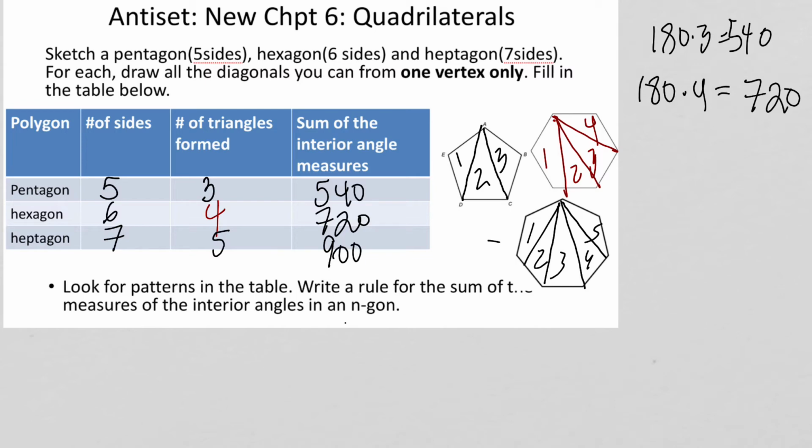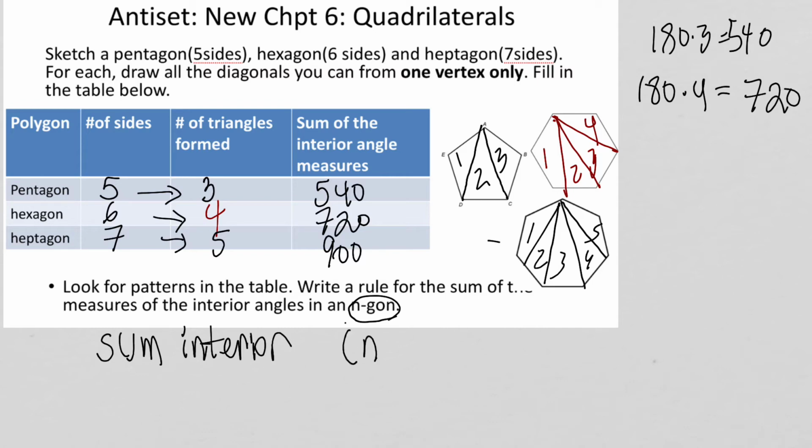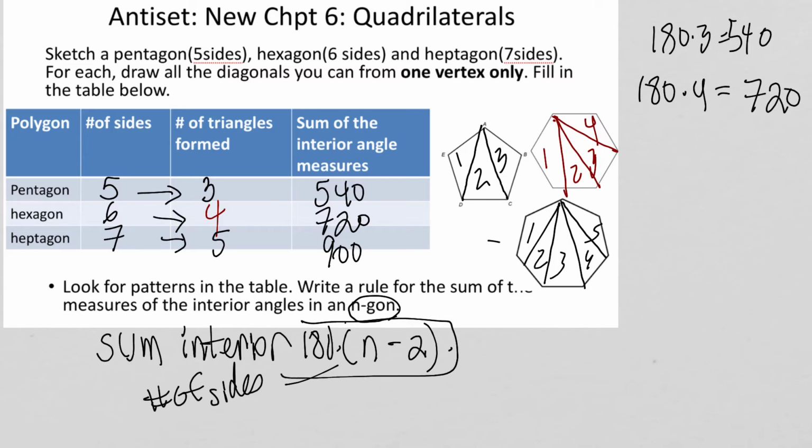So looking for the patterns in this table, could you figure out the sum of the interior angles of a polygon, no matter how many sides it has? So if you notice here, it is going down by 2 each time here. So the sum of the interior angles for a polygon is taking n minus 2. That means the number of sides for the n. And I'm going to multiply it by 180 degrees, depending on how many triangles I have. So the sum of the interior angles of a polygon is 180 times n minus 2.